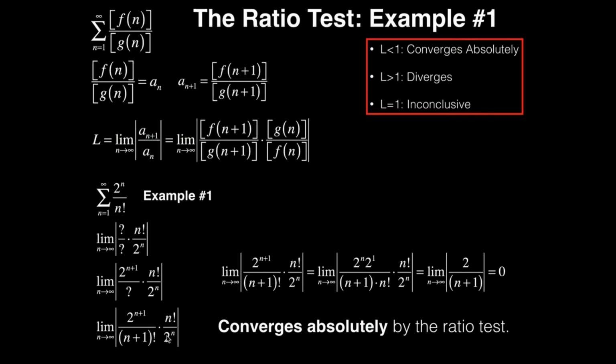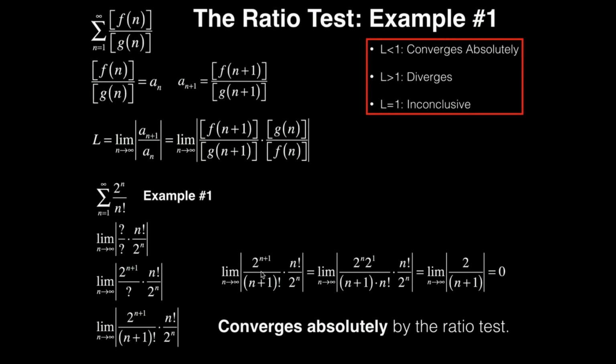It takes some practice to really get where the a sub n plus 1 goes in a sub n, but once you get it, it really just boils down to simplifying this algebraically, a lot of times using exponent laws. I could have put an L equals here. So L equals the limit as n goes to infinity. This is exactly what I just had here: 2 to the n plus 1 over n plus 1 factorial times n factorial over 2 to the n. And all I do is simplify this algebraically.